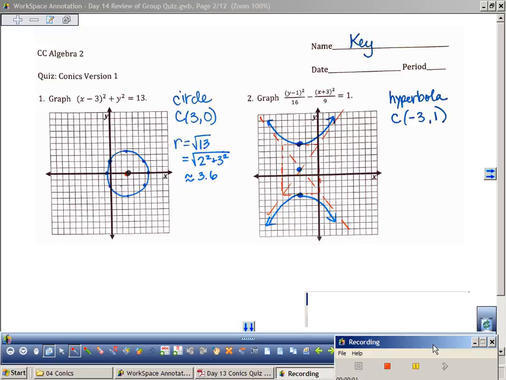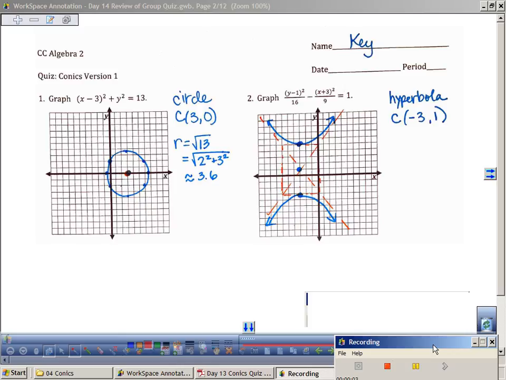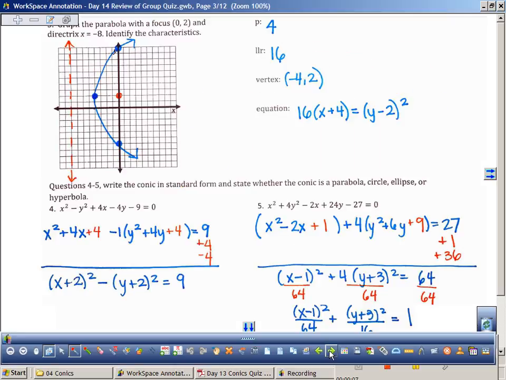Okay, so here are the answers to your group quiz. Nobody had questions on number 1 or number 2. Here is number 3. I had somebody ask me if this was stress. No, but this is.